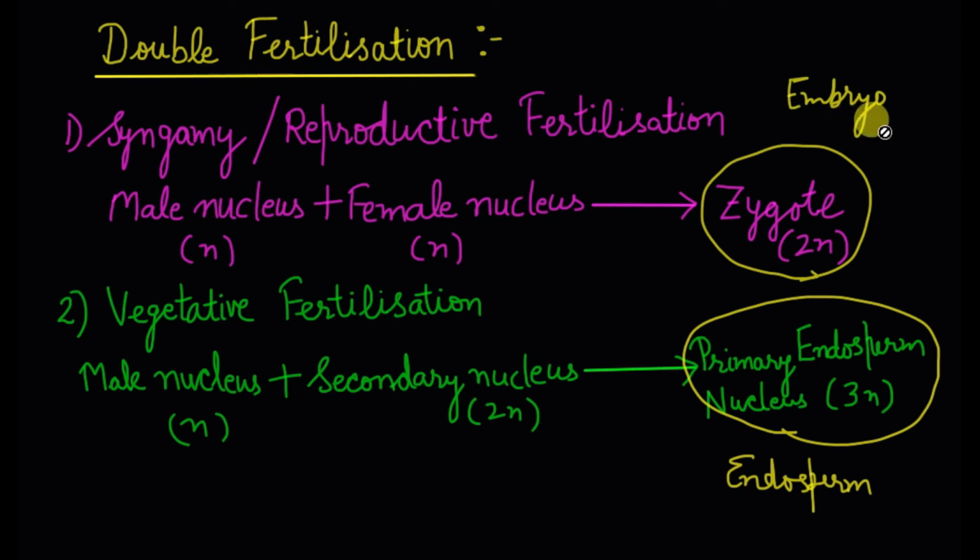When the embryo starts growing from the zygote, it derives nourishment or nutrition from the endosperm. So this is about double fertilization, but this is not included in your syllabus, so I have told you just for the sake of information. Now let's come back to the previous diagram.